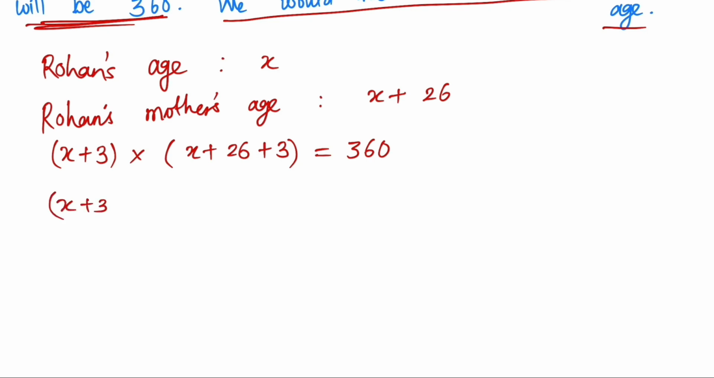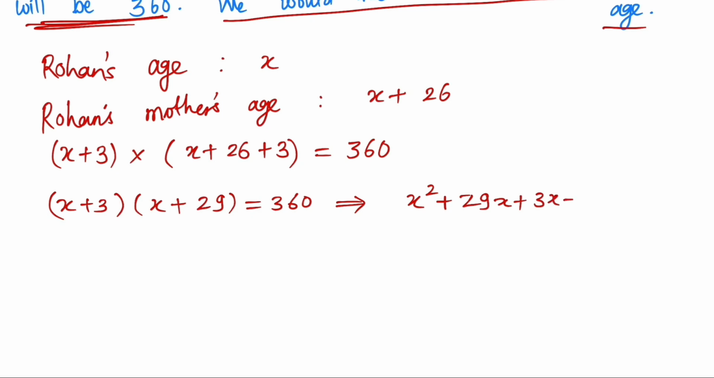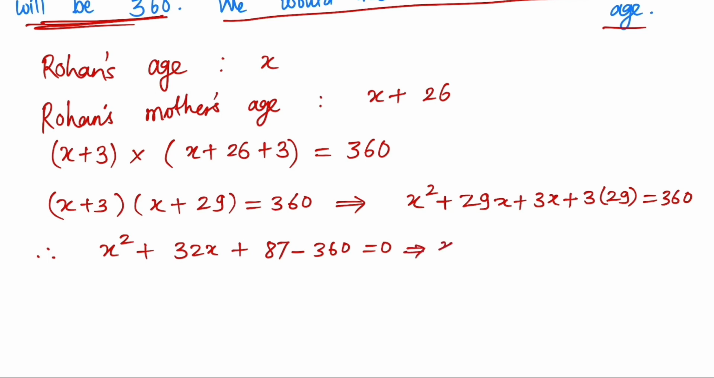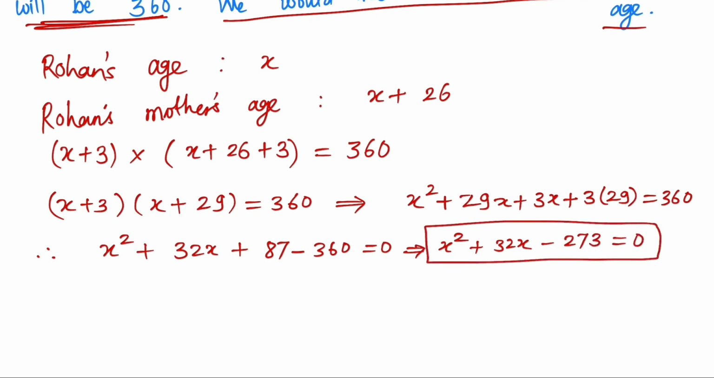So we have x plus 3 times x plus 29 is equal to 360, and so we have x square plus 29x plus 3x plus 3 into 29 is equal to 360, right? Therefore we have x square plus 32x plus 87 minus 360 is equal to 0, and this gives us x square plus 32x minus 273 is equal to 0. So this is the required quadratic equation.